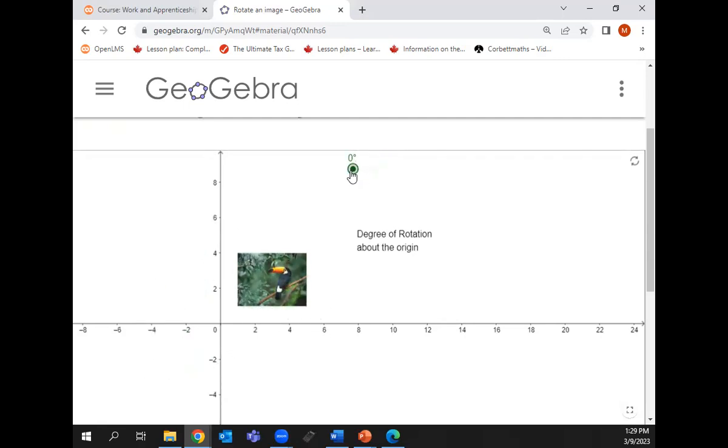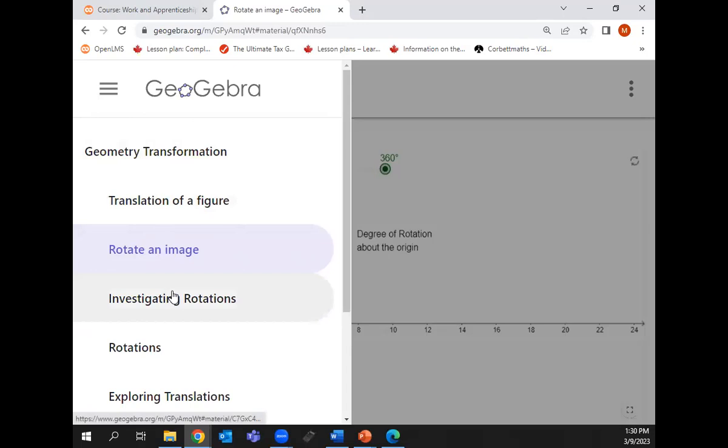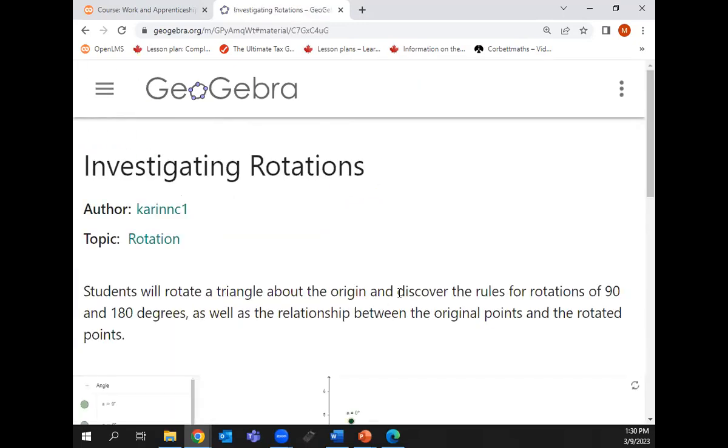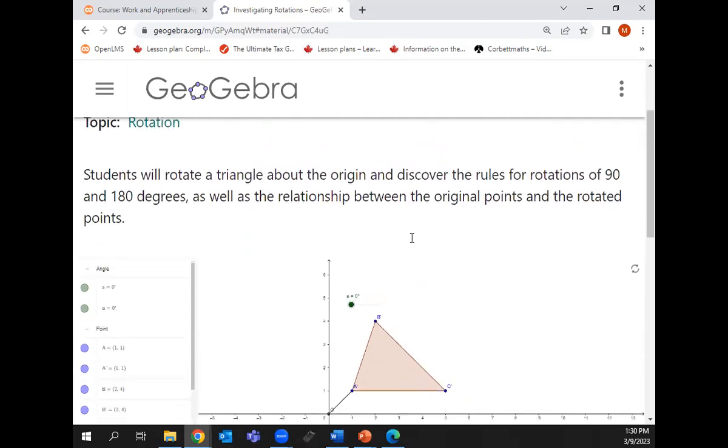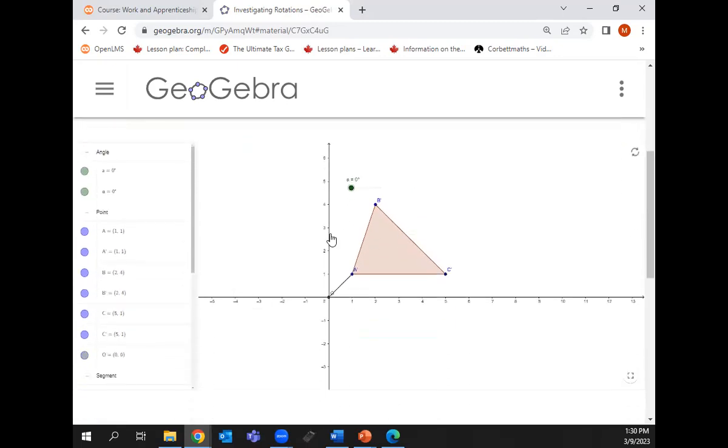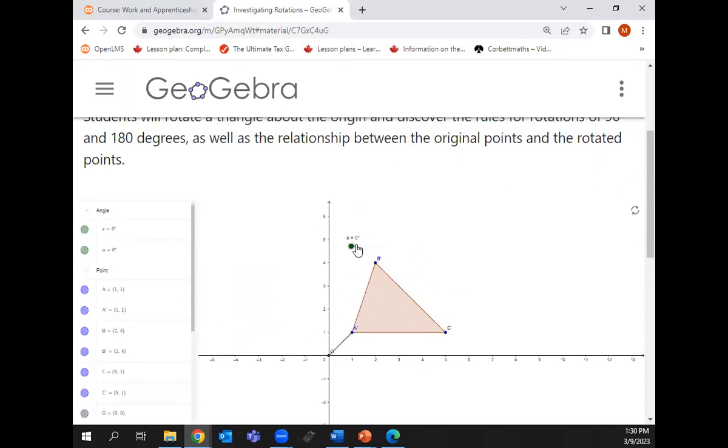And of course, you can only rotate 360 degrees, right? That's all you can do. So we're gonna go to the next section here, investigating rotations. I'm just going to give you a minute, and I just want you to think about what happens to your points as you rotate it. So what happens to your points?